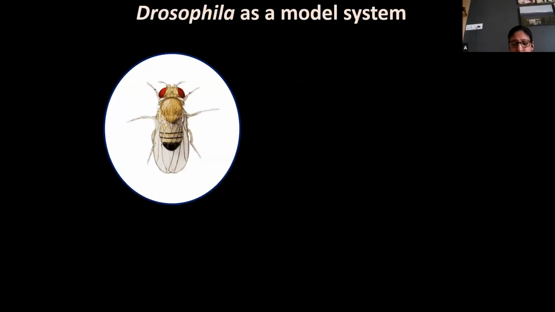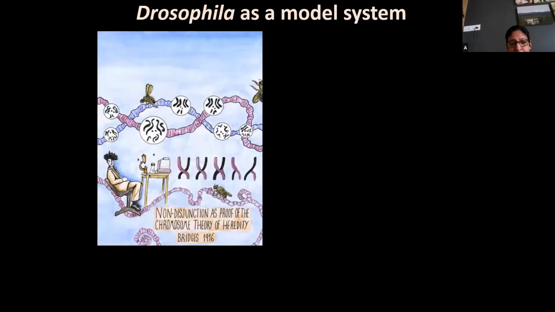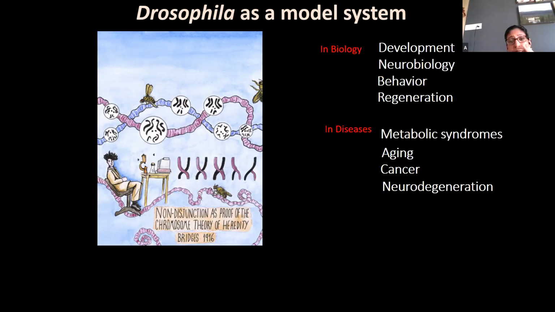The Drosophila story started in 1916 with the discovery of the white mutant and non-disjunction that proved the chromosomal theory of inheritance. Since then, it has been used to study many different things, like the basics of developmental neurobiology, behavior, and regeneration. And now we are also using Drosophila to study many different diseases and disease pathologies, which include metabolic syndromes, aging, cancer, and also neurodegeneration.